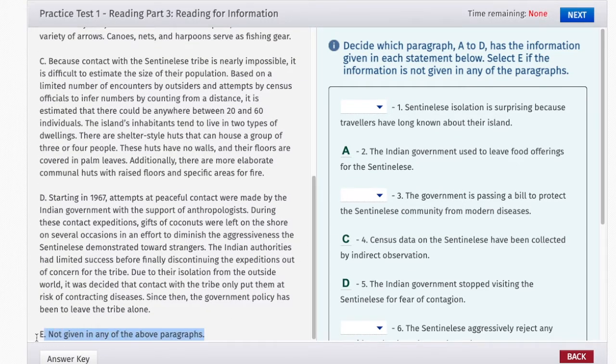Also about E as well. Usually if the information is similar but opposite, keep in mind opposites, because sometimes they say similar information but they give the opposite idea as the question. That usually is E. So that's a very important point to make about key ideas.